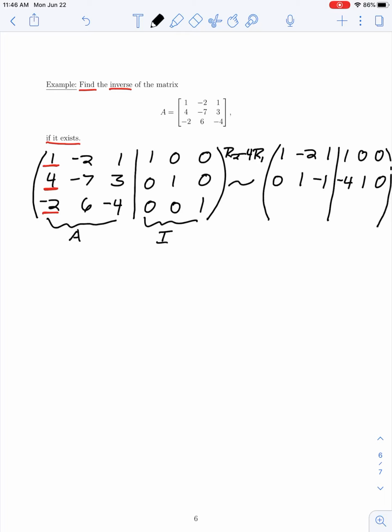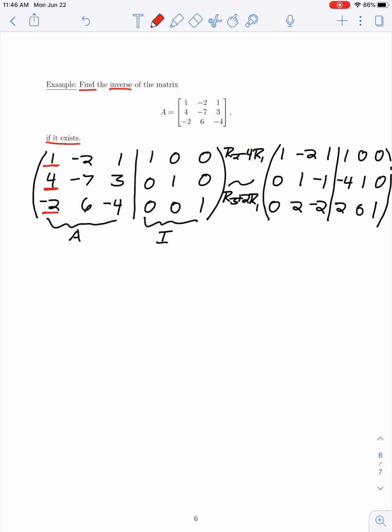Now in this same step, to eliminate the negative 2 as the lead entry in my third row, I can take row 3 and add 2 times row 1. So I would have 2 minus 2 is 0. Negative 4 plus 6 would be 2. Positive 2 minus 4 is negative 2. And then performing that same operation on the right-hand side, I would have the row 2, 0, 1.